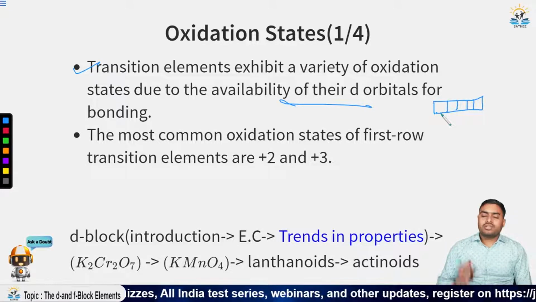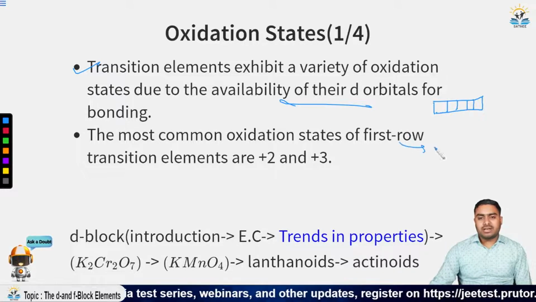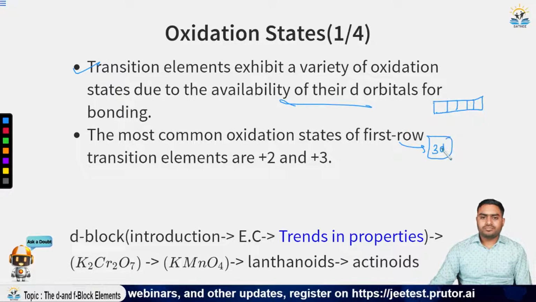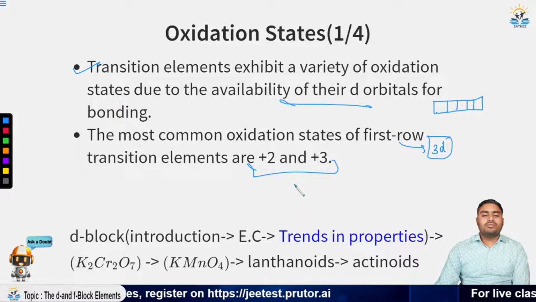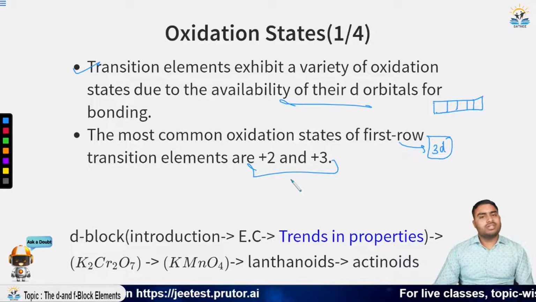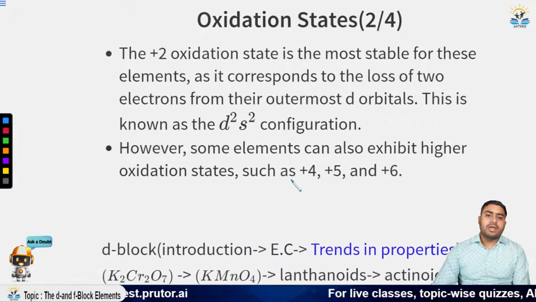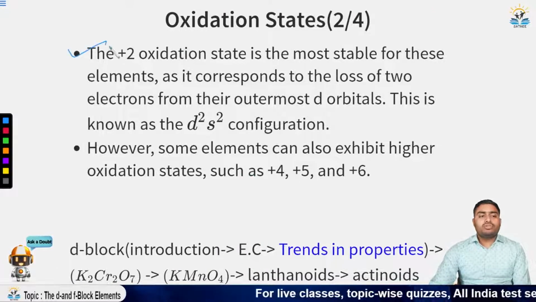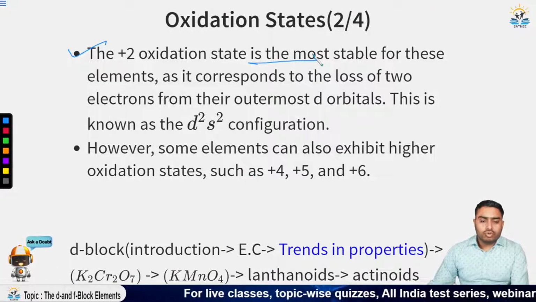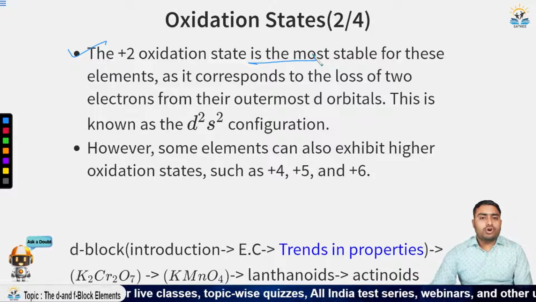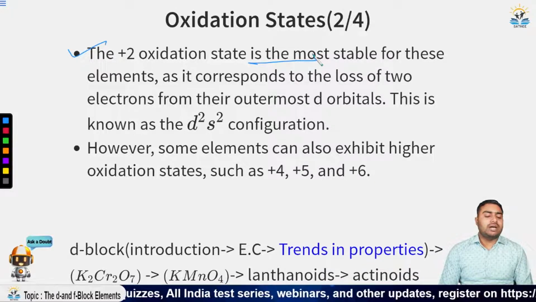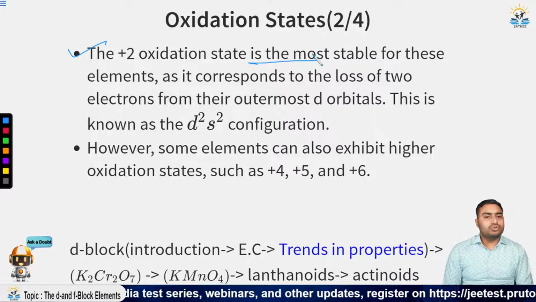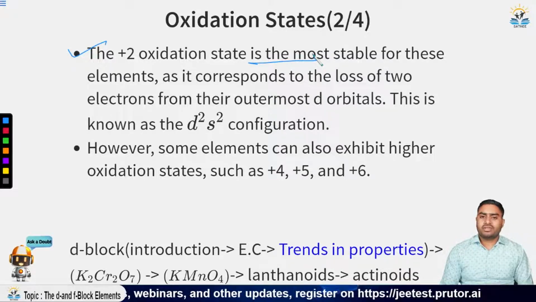The most common oxidation states of the first row transition elements, that means the 3d series, are +2 and +3. After the removal of 2 electrons or 3 electrons, they become stable. The +2 oxidation state is the most stable for those elements as it corresponds to the loss of 2 electrons from the outermost s orbital. This is known as the d-n s2 configuration.